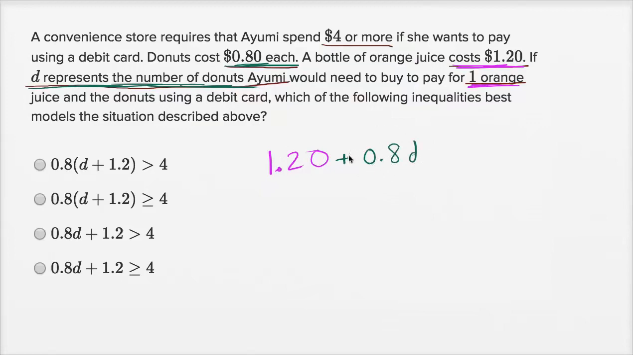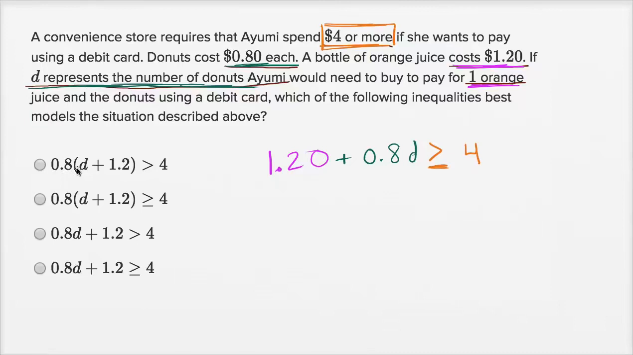And in order to use her debit card, she needs to spend $4 or more. So this thing right over here needs to be greater than or equal to $4. Once again, greater than $4, that's the "or more," but it could also be exactly $4, and that's why we have the equal sign right over here. So let's see, which of these choices describe that?